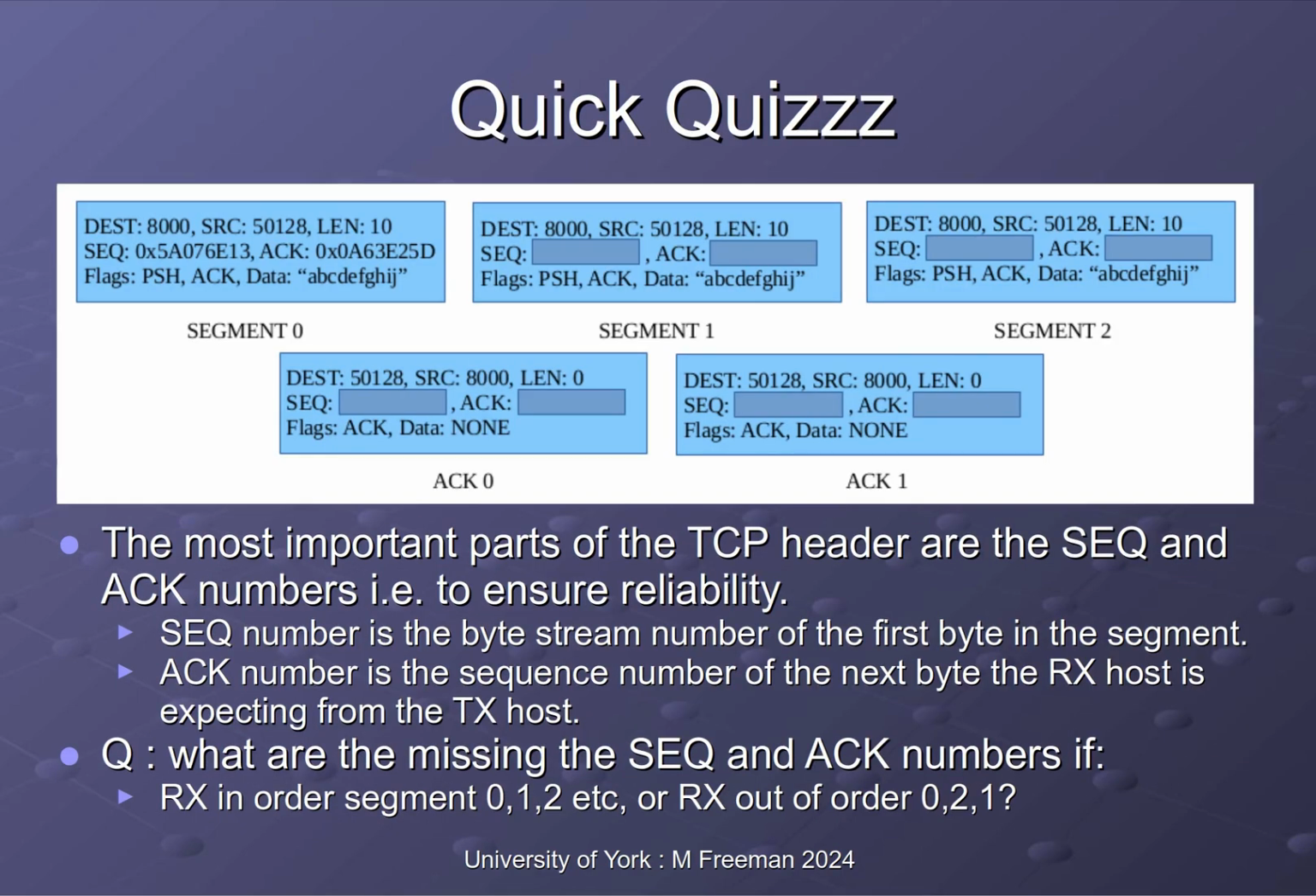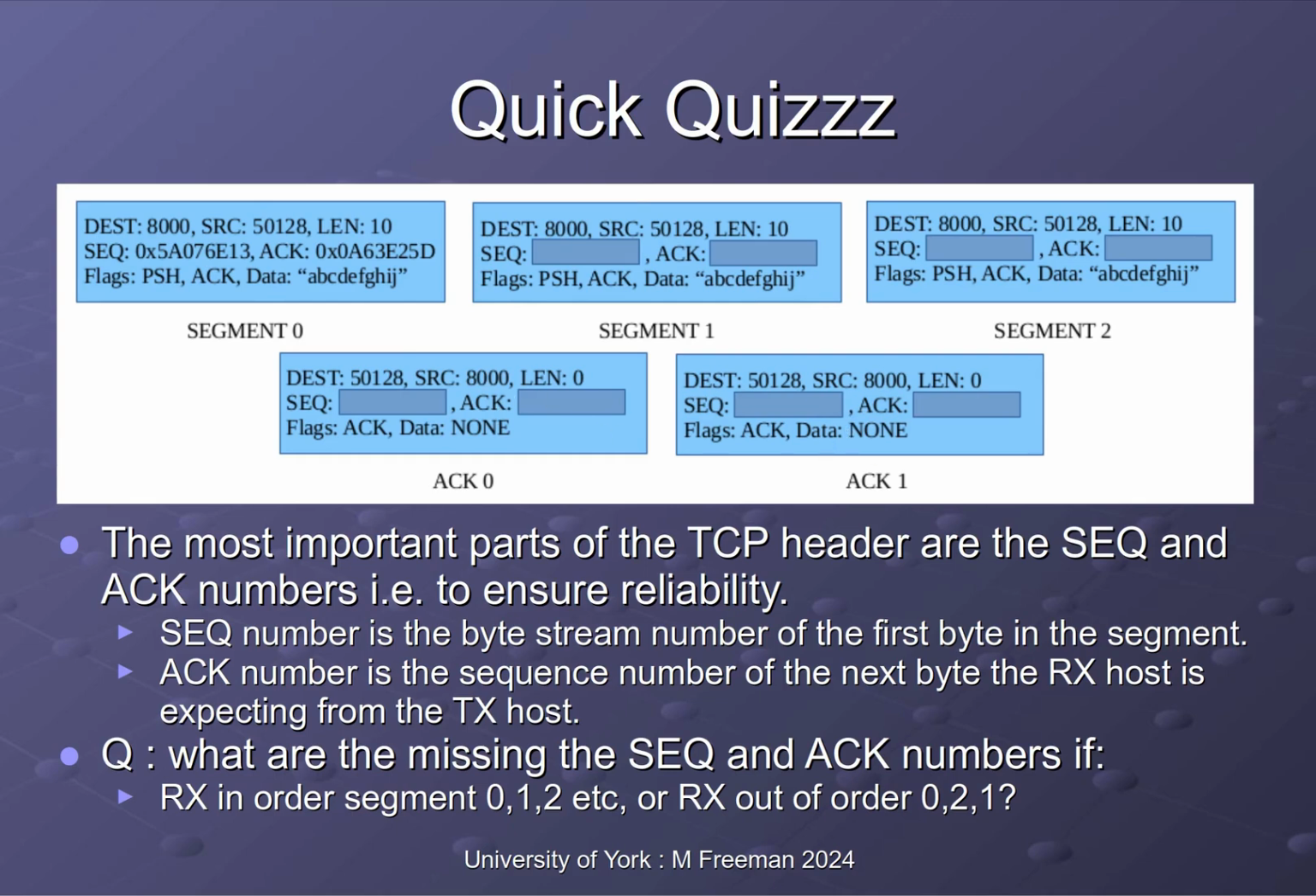Okay, time for a quick quiz to see if you understood what we just looked at. So in this diagram, we have a series of packets that are being transmitted from the client to the server and a series of acknowledgements coming from the server to the client. So here we have segment 0, 1 and 2 and their associated acknowledge packets.